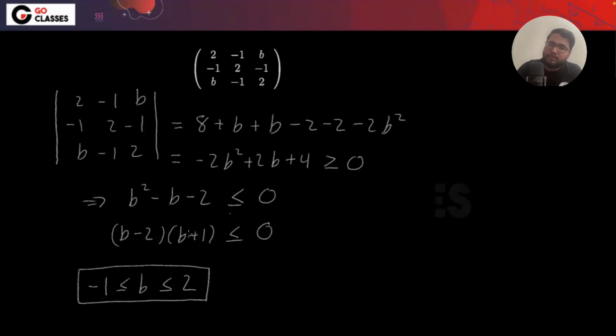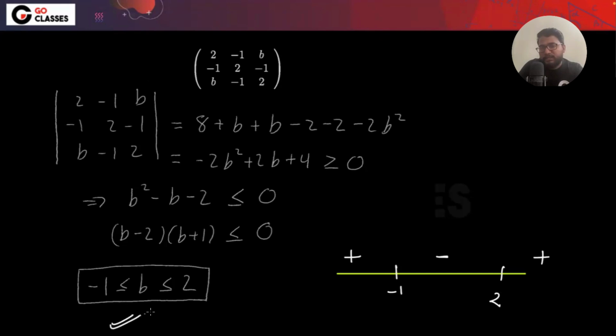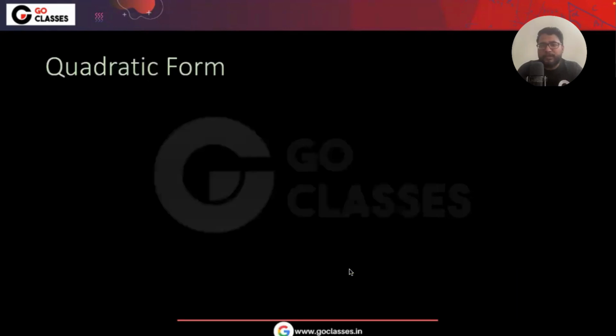So what does this mean? The roots are minus 1 and 2. Below minus 1 the expression is positive, then negative, and then positive again. So it is negative in the range between minus 1 and 2. If b is between minus 1 and 2, it will be less than or equal to 0. In this range, the matrix will be PSD. You can put any value in this range and the matrix will be PSD only. So these are the simple definitions of PD and PSD.